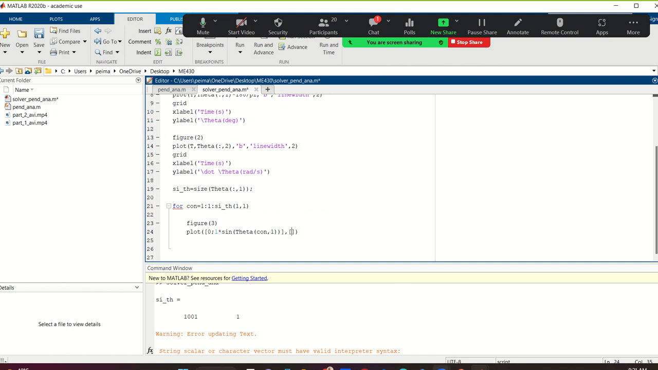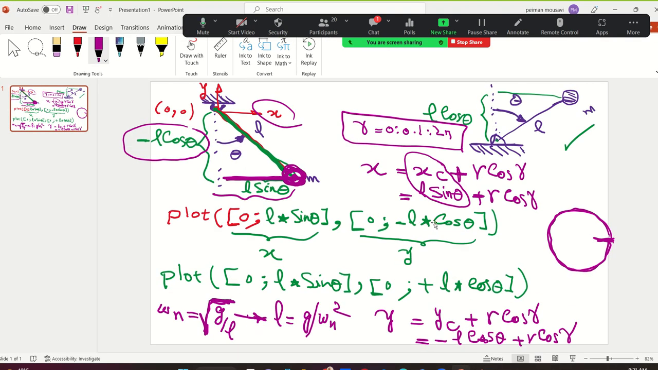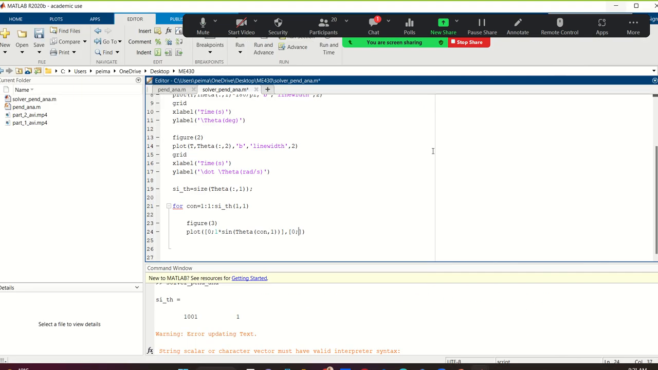Okay. Now, let's go. Y0 minus L. See, now it can detect the L, because I made it global. Cosine theta, and 1. Here we go. I'm doing this for now because I just want to see how it looks. So let me run it.